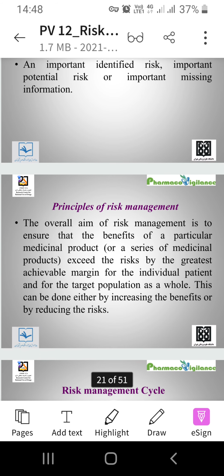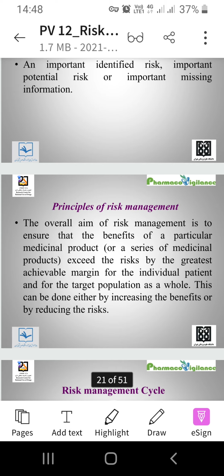The principle of risk management. The overall aim of risk management is to ensure that the benefits of a particular medicinal product or a series of medicinal products exceed the risks by the greatest achievable margin for the individual patients and for the target population as a whole. This can be done either by increasing the benefits or by reducing the risk.